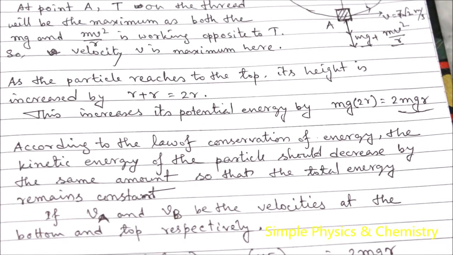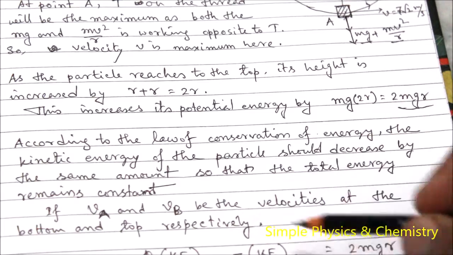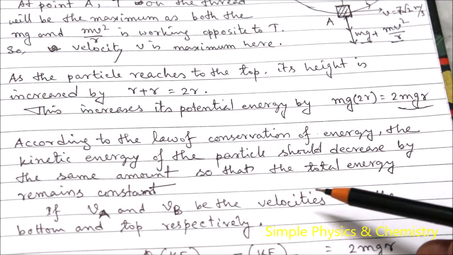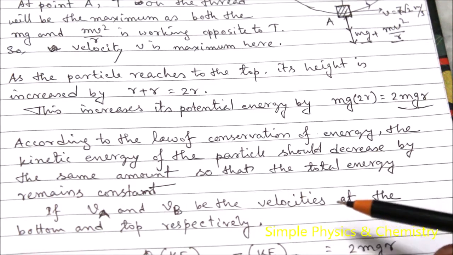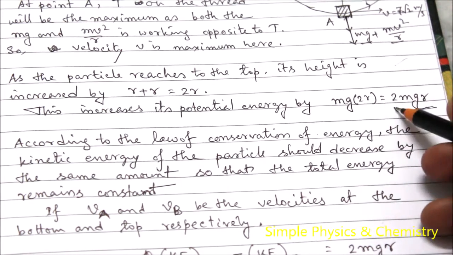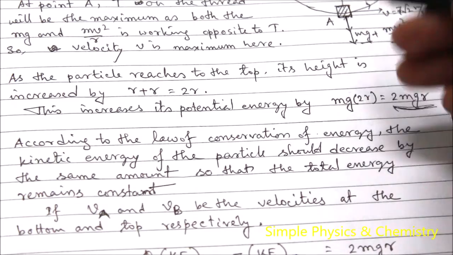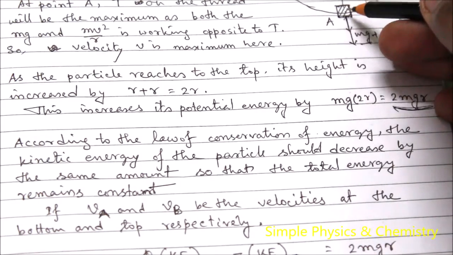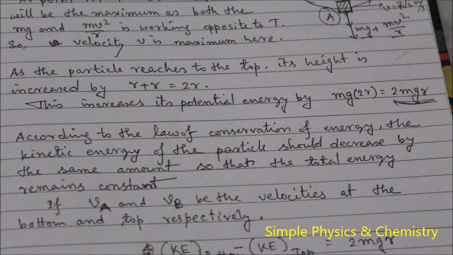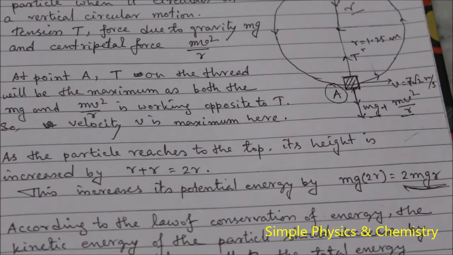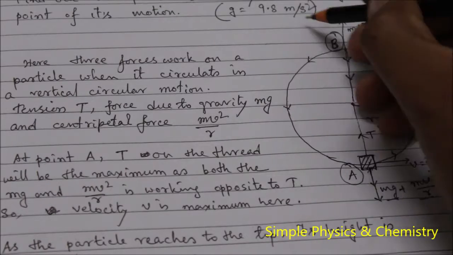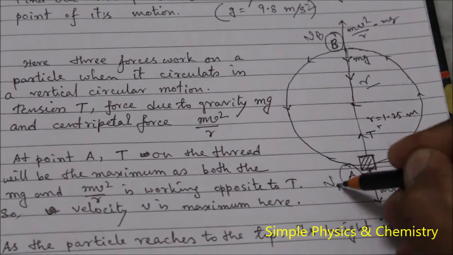Now according to the law of conservation of energy, the kinetic energy of the particle should decrease by the same amount so that the total energy remains constant. That is, the increase in potential energy, twice mgr, will be exactly equal to the decrease in kinetic energy for moving this particle from point A to point B. The velocity at point A is VA, and the velocity at point B, that is at the top, is VB.